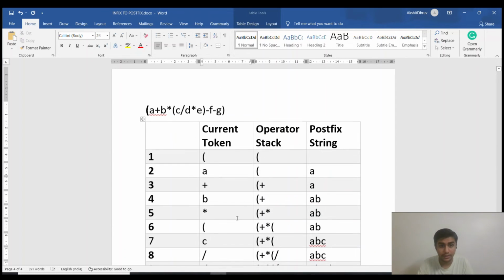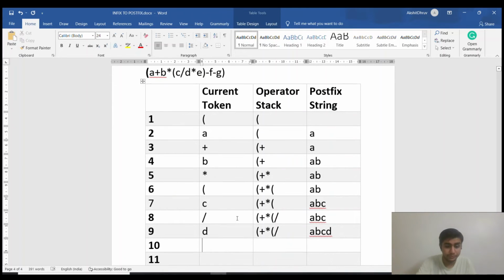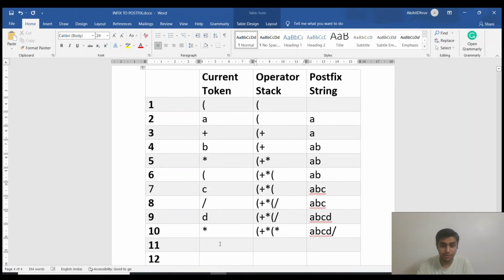What is there after D? Multiplication. So it has the same precedence. We can remember in short trick that if it has the same precedence, we just need to pop whatever is there. So A, B, C, D and need to pop whatever at the top of the stack when there is same precedence. Plus star round bracket and now incoming operator is pushed.